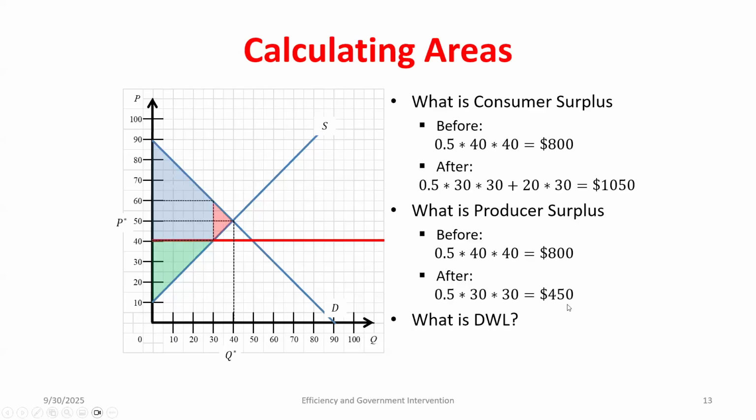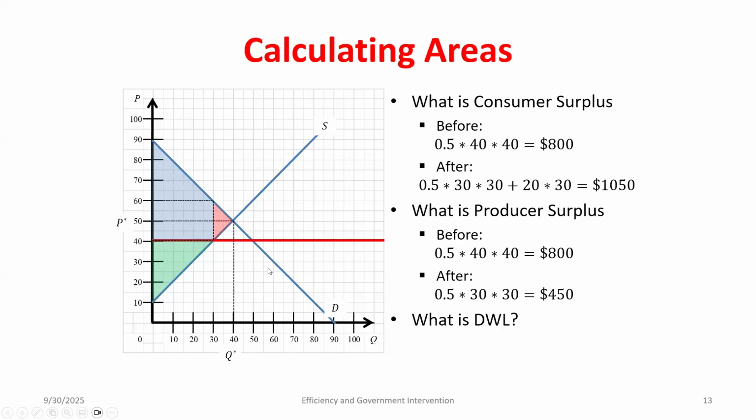So what is total surplus after the price ceiling? It would be producer plus consumer surplus, which would be what here? 1,500. So we started out at 1,600. We went to 1,500. What should deadweight loss be? Now, I don't know how I wouldn't know that if I had this full graph, but let's say for some reason I was told only what producer and consumer surplus were before and after.